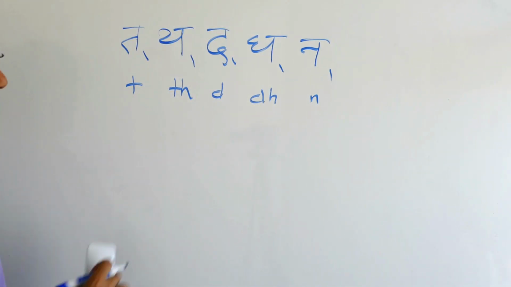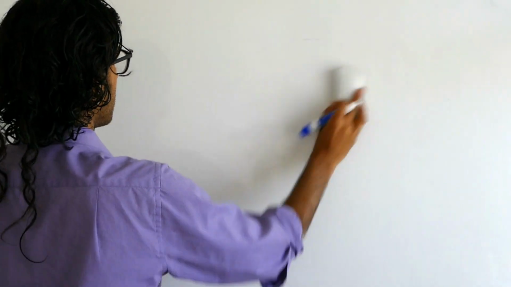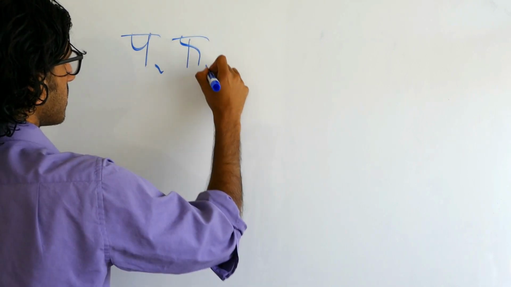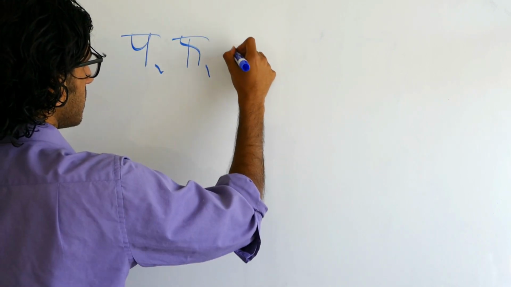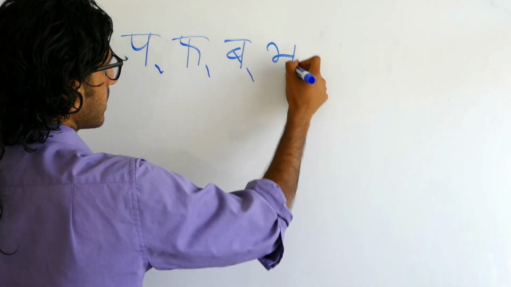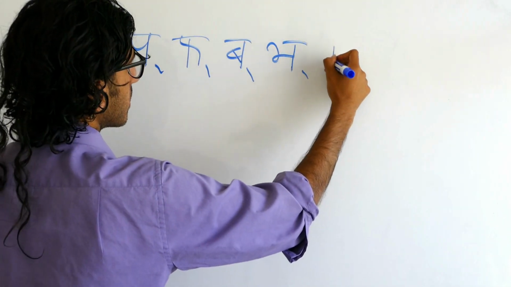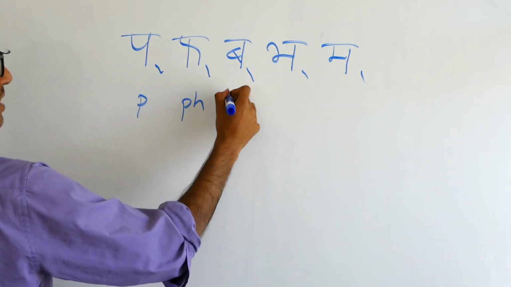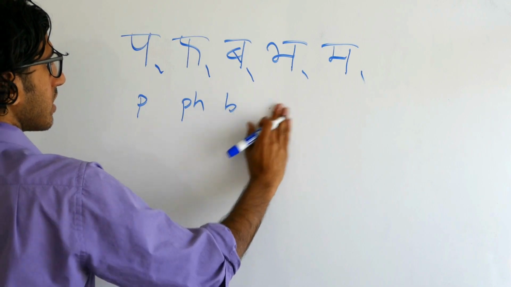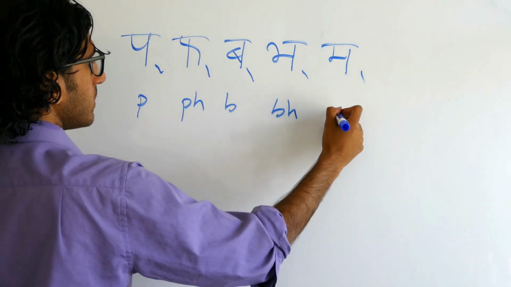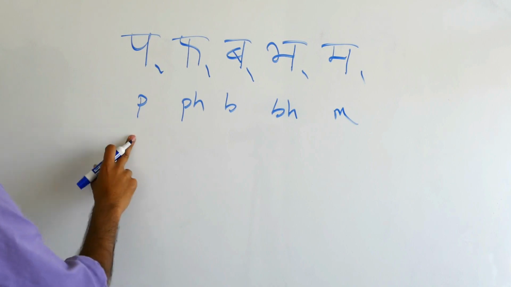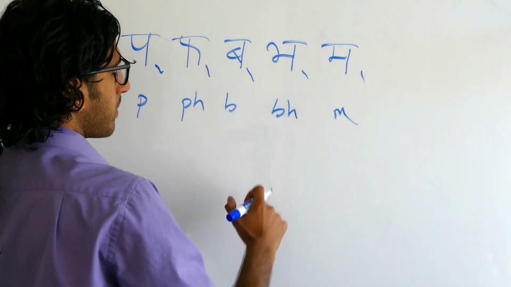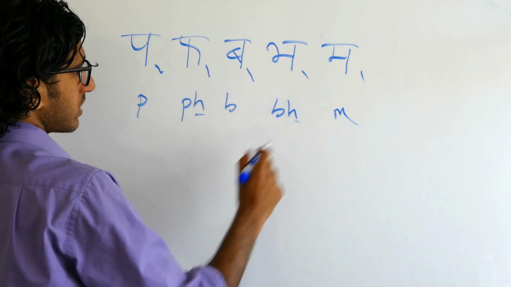Right? Then you have the labials. Excuse me for my handwriting, I should work on it, but I'll work on it slowly. So we have this, pa, pha, ba, sorry, bha, ma. Pa is a P, pha is a PH, ba is a B, bha is a BH, and ma is an M. So you notice the aspirations will have an H, usually.